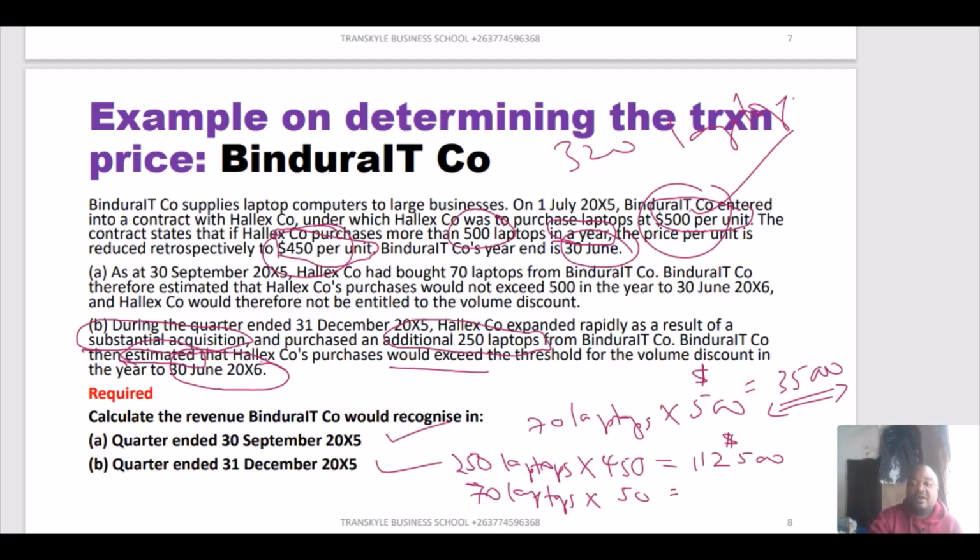So far, here we are saying 70 multiplied by 50, that's 3,500. So this one has to be deducted so far because we had charged these guys a full price, not knowing that circumstances will change. So that's 112,500 minus 3,500, and the total revenue for the quarter ended 31 December 2025 should be $109,000.